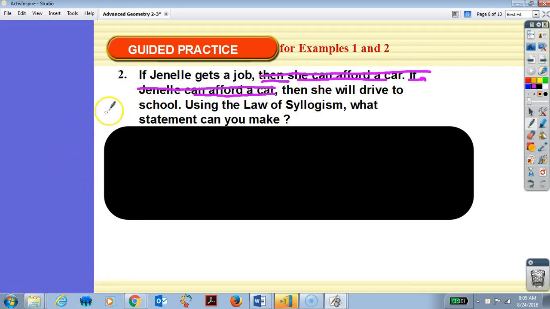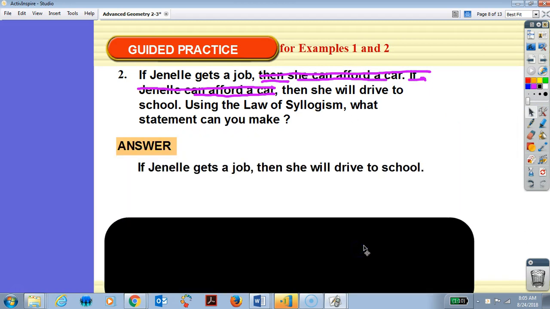So our answer? Perfect. If Janelle gets a job, then she will drive to school. Can I get an amen? No, I'm kidding. Right? Is that not your dream? No, your dream is that mommy and daddy will just buy it, right?